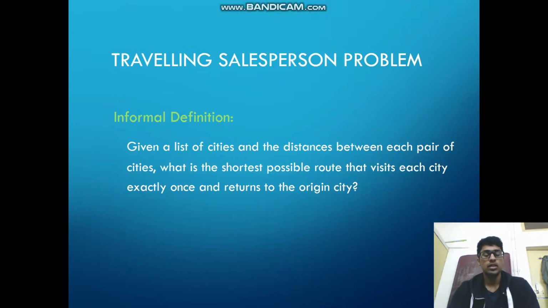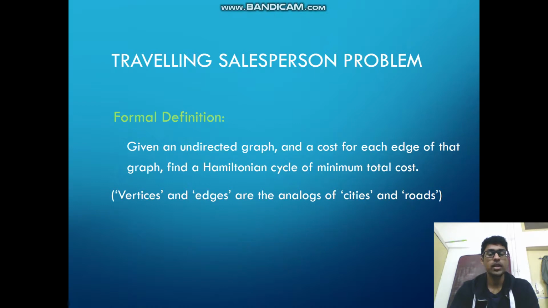We can now see the formal definition of this problem, which is given an undirected graph and a cost for each edge of that graph, which can be simply the distance between those two nodes. We need to find a Hamiltonian cycle of minimum total cost. That means the minimum total distance. So here vertices and edges are the analogs of cities and roads.